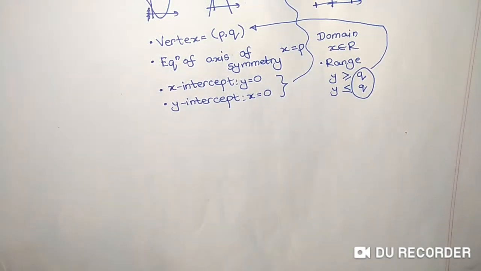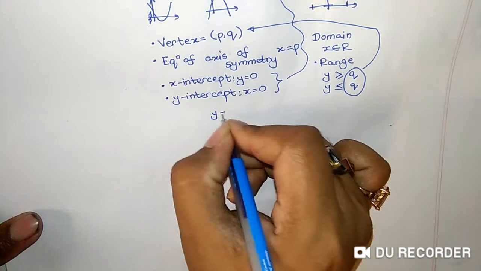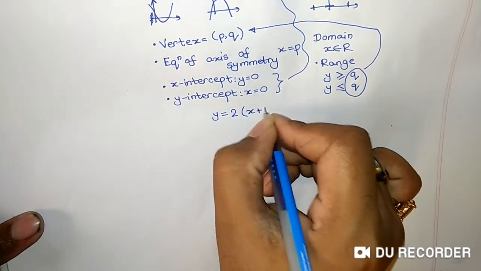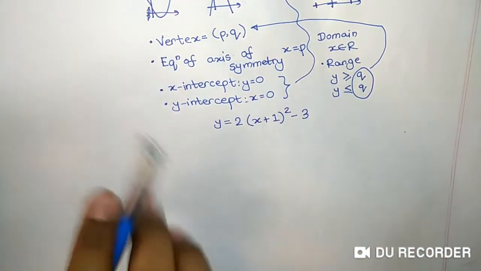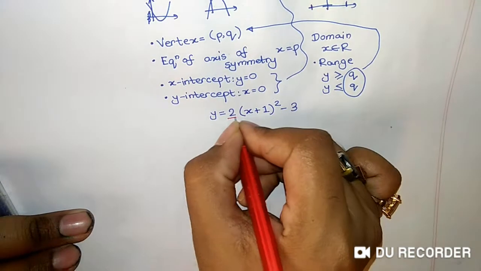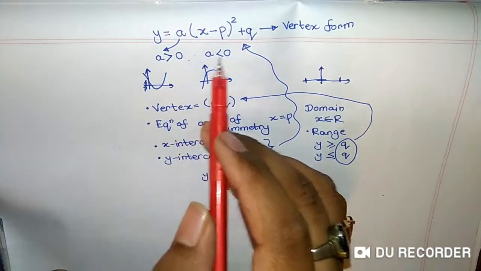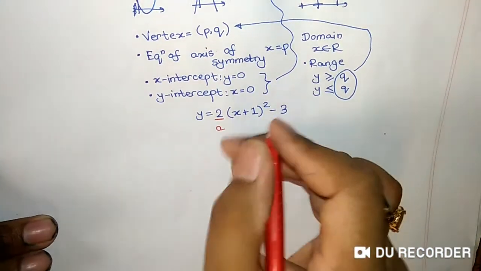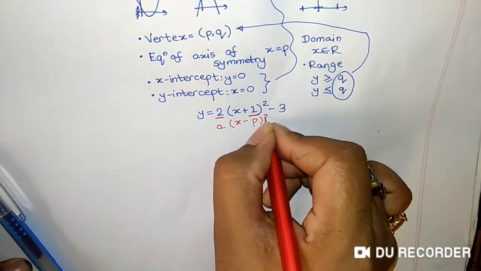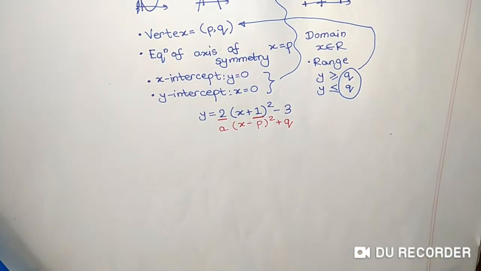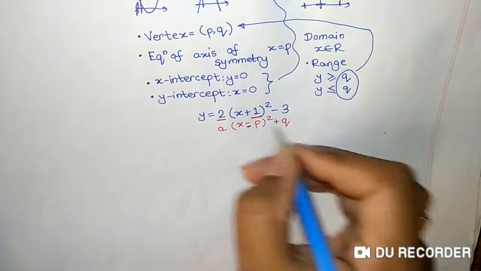And the problem which is given to us is y equals 2 times (x plus 1) whole square minus 3. So the point is this, that this is going to be my value of a. You have to match the equation. A over here, do you see? a(x minus p) whole square plus q. So a over here, and this is definitely (x minus p) whole square plus q.